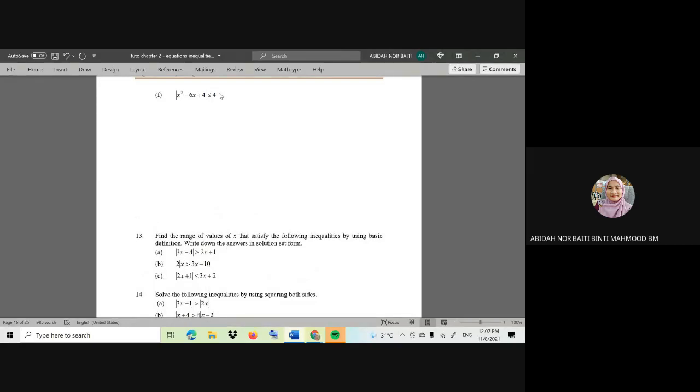For question F, this is also quadratic. Okay, you can see there is a modulus, so we use the goal. Less is n. So x squared minus 6x plus 4 is less than or equal to 4, and x squared minus 6x plus 4 is greater than or equal to negative 4. One is positive, the other is negative, so change its sign. Then we rearrange, so here we get x squared minus 6x, 4 minus 4 is 0.